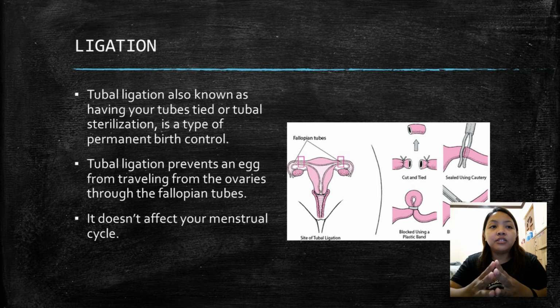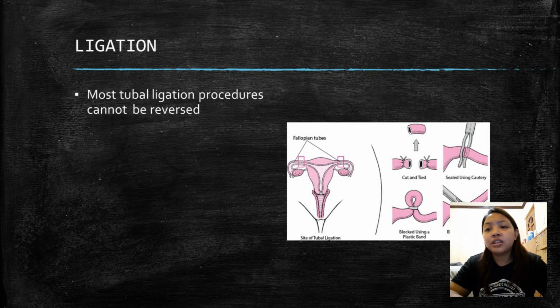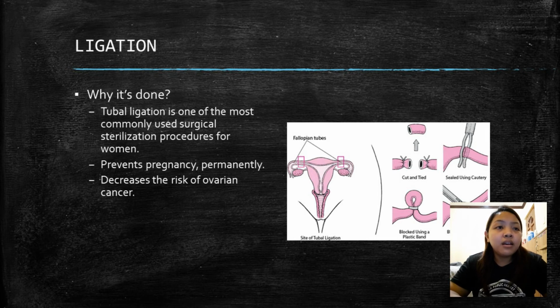First, we have ligation. Tubal ligation, also known as having your tubes tied or tubal sterilization, is a type of permanent birth control. Tubal ligation prevents an egg from traveling from the ovaries through the fallopian tubes. It doesn't affect your menstrual cycle. Tubal ligation can be done at any time, including after childbirth or in combination with another abdominal surgery such as C-section. Most tubal ligation procedures cannot be reversed. If reversal is attempted, it requires major surgery and isn't always effective. And it has a 99 to 100% effectivity.